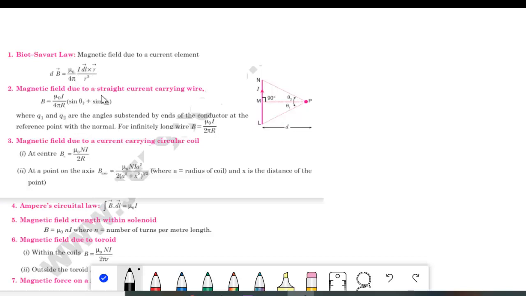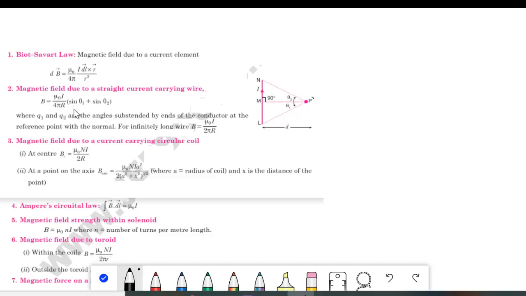Next is the magnetic field due to a straight current carrying wire. Then mu 0 I by 4 pi r into sine theta 1 plus sine theta 2. Theta 1 and theta 2 are the angles which the point P makes with the two ends of the wire. So this is the formula for a finite wire.